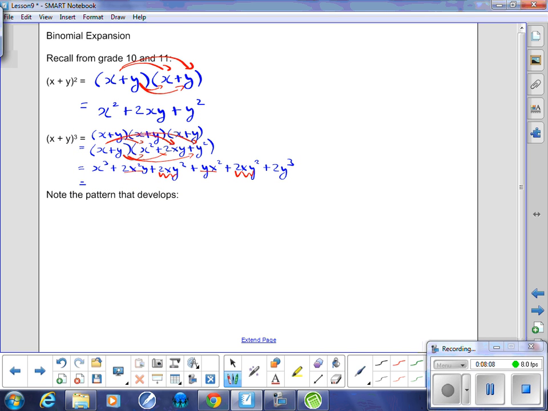So that would give me x cubed plus 3x squared y plus 3x y squared plus, oops, shouldn't have been 2, should be just y cubed. You're probably saying, why is the 2 there? That's because I messed it up. So there we go.